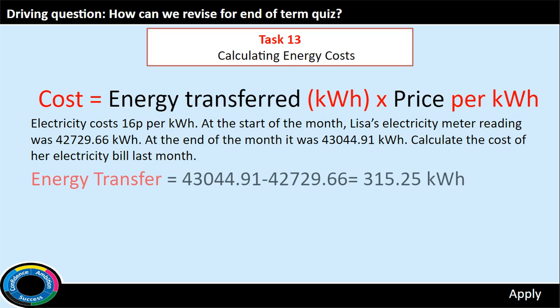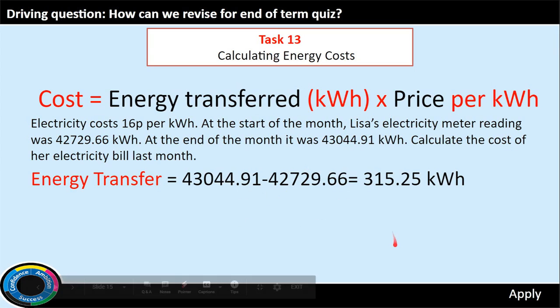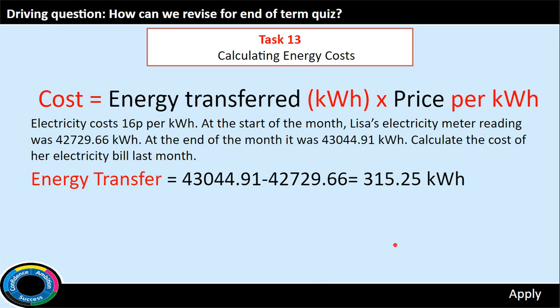Right, welcome back. So the energy transfer, like I said, she read the meter at this time, and at the end of the month, she read it and she got a different reading. You have to subtract both of the readings, and the answer would be 315.25 kilowatt hour. But that's the energy transferred.